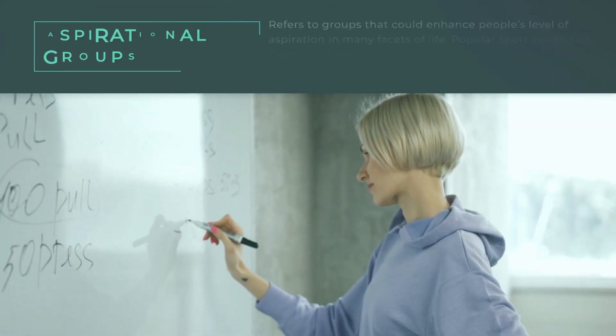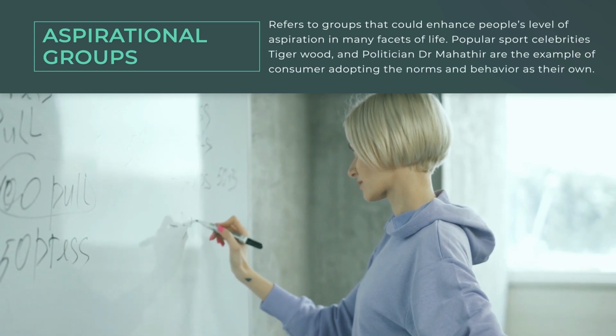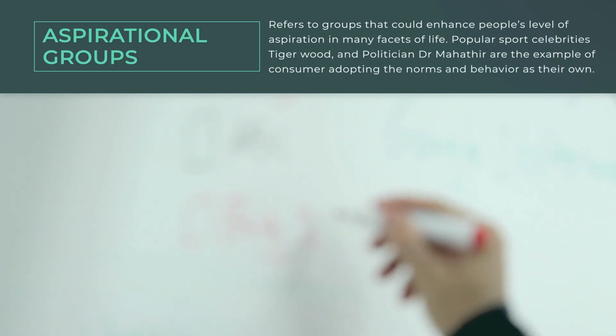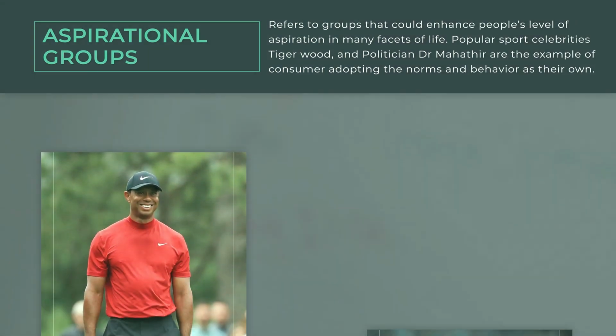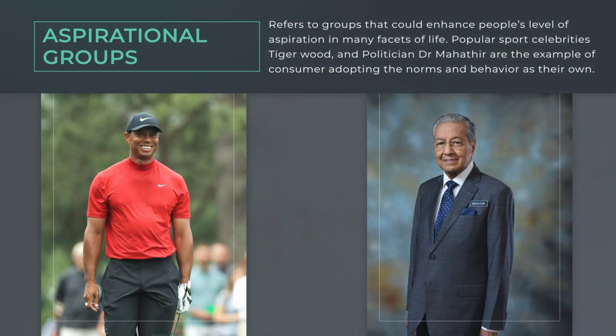The first one is aspirational groups, that refers to groups that could enhance people's level of aspiration in many facets of life. Popular sports celebrity Tiger Woods and politician Dr. Mahathir Mohamad are the best examples of consumers adopting the norms and behavior as their own.